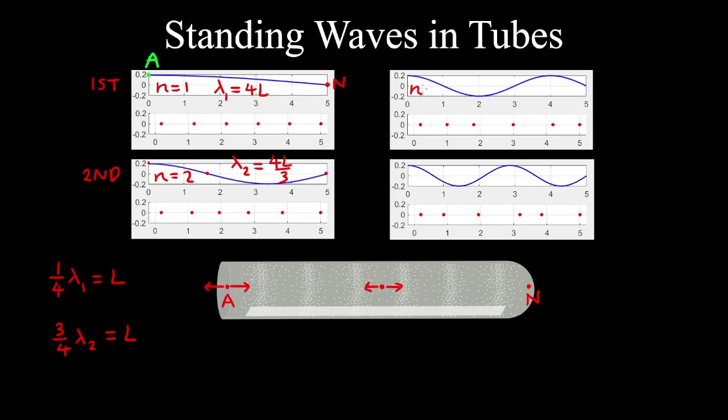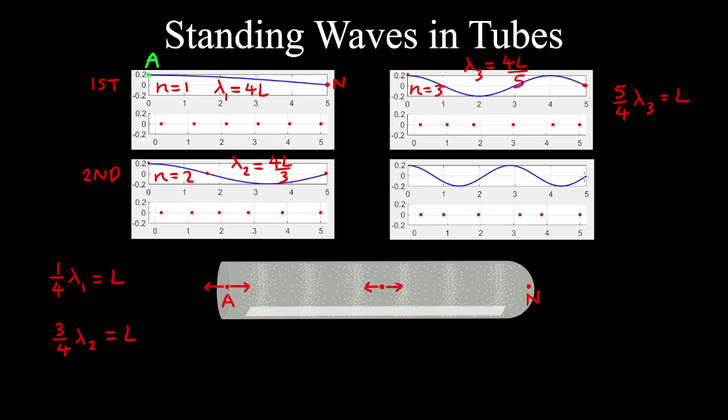Now for this third harmonic, if we follow this wave, we have 1 wavelength between these nodes plus 1/4 of a wavelength. So 1 plus 1/4 is 5/4. So 5/4 of a wavelength is equal to the length of the tube. So the wavelength of this standing wave is 4/5 of the length of the tube.